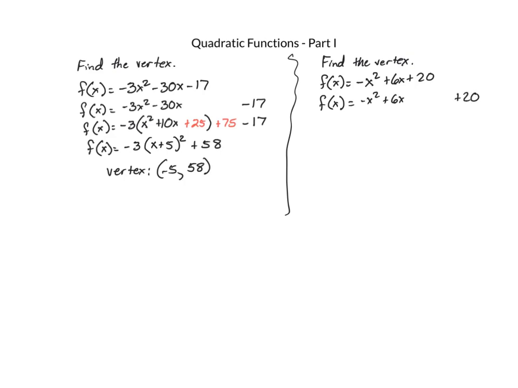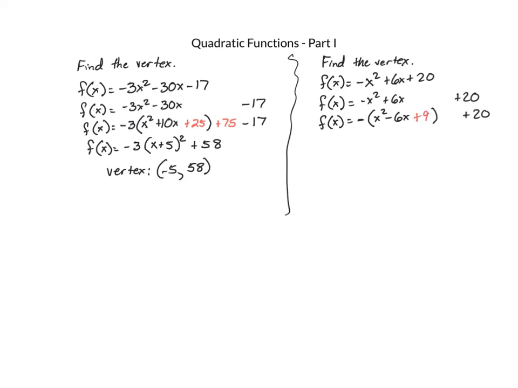Our coefficient of our x squared is not 1. It's a -1, so I need to factor it out. So I'm factoring out a -1. You don't actually have to write the 1 part, so I have in parentheses x squared minus 6x. Close my parentheses, and I still have my 20. I'm taking half of -6, that's -3. -3 squared is 9, so I'm going to write +9.